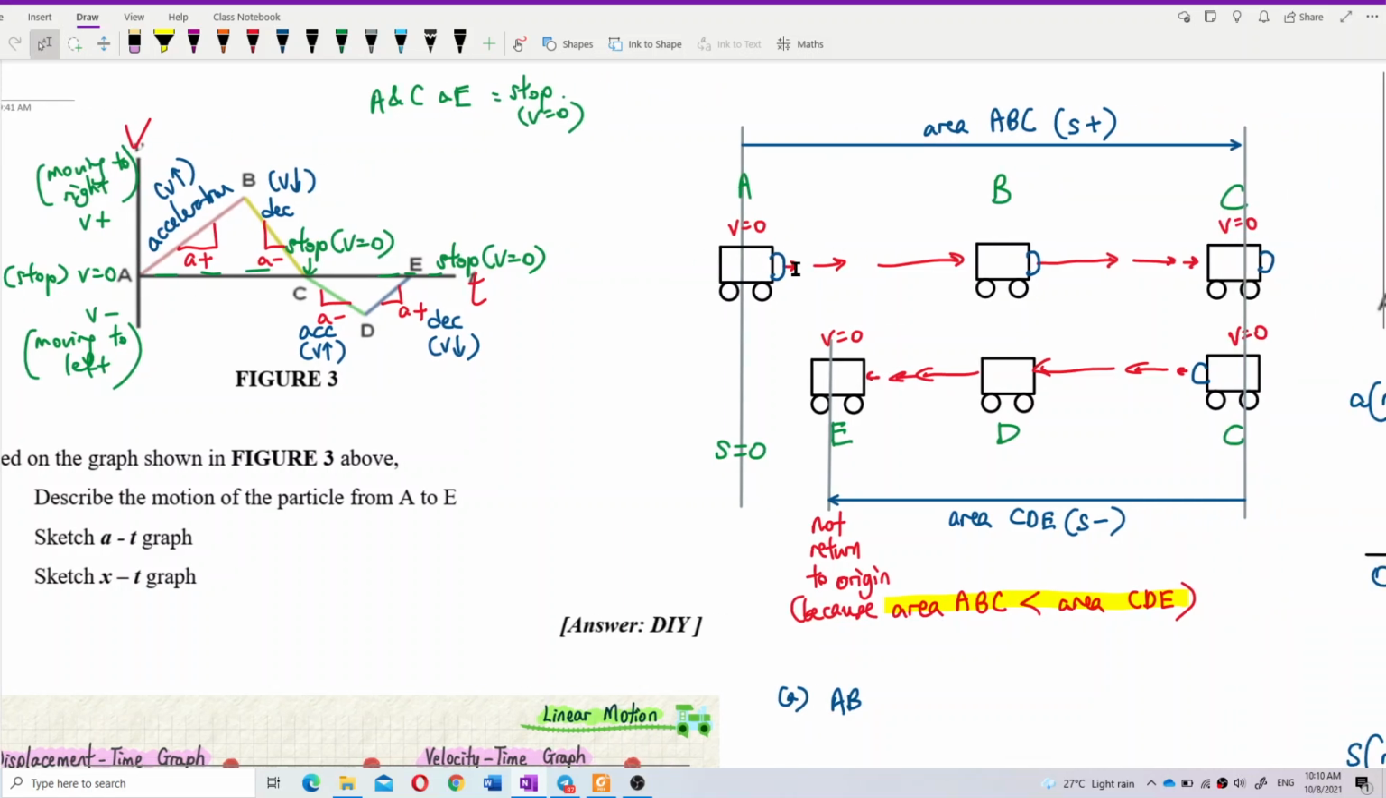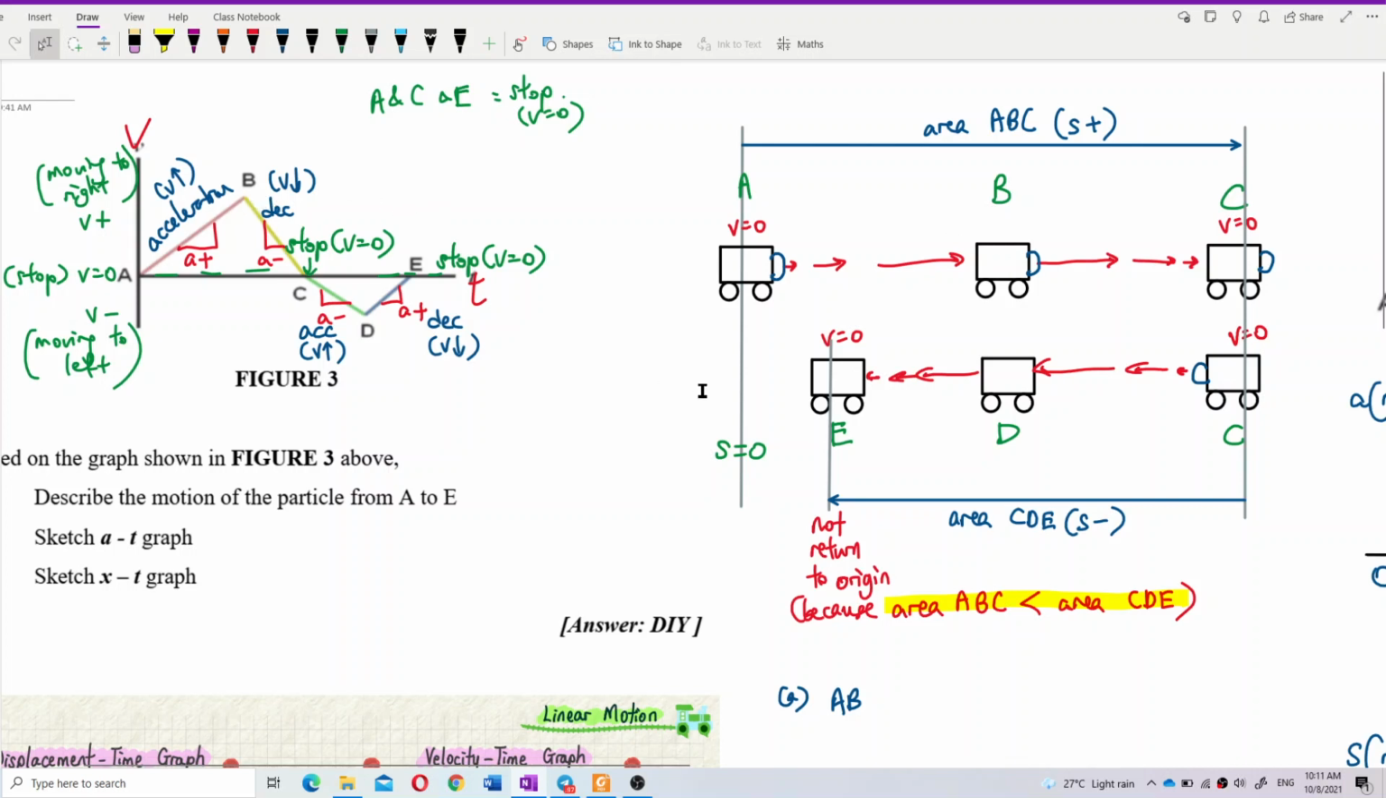So you look at this part AB. Here the graph of velocity is above the time axis, so velocity is positive. It is moving to the right. This is AB. It's moving to the right, and then the velocity increases, acceleration, becoming faster and faster. Look at the red arrow, moving faster and faster.